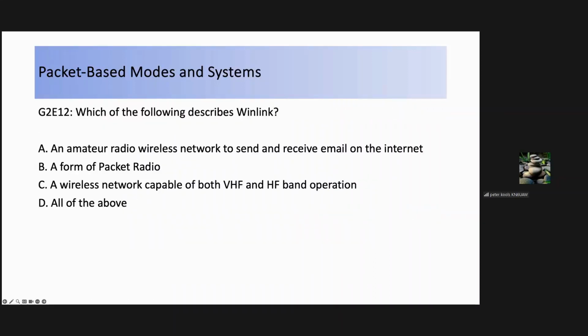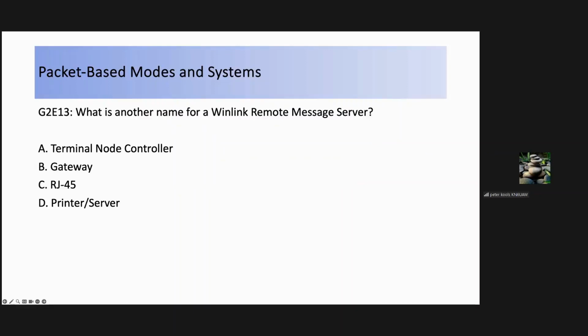Which of the following describes WinLink? An amateur radio wireless network to send and receive email, a form of packet radio, and a wireless network capable of both VHF and HF band operation. So the answer is all of the above. What is another name for the WinLink remote message server? I briefly touched on this. It's called a gateway. And this is the piece of equipment that will get the message from you when you send it.